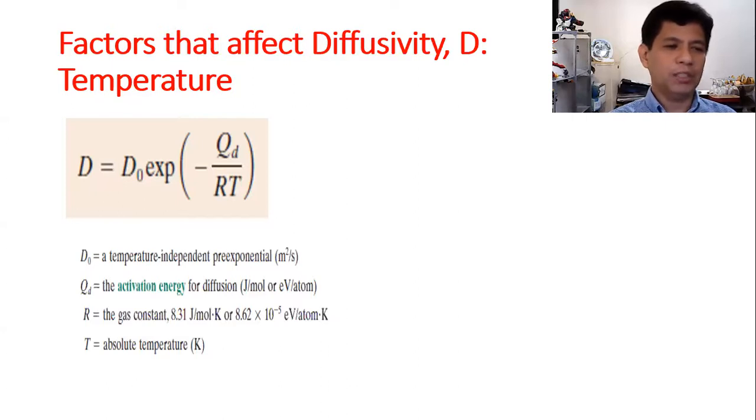Tapos QD, this is the activation energy for diffusion. Tapos R is the gas constant, 8.314 or 8.31 joules per mole per Kelvin, or 8.62 times 10 to the minus 5 electron volt per atom per Kelvin. Yun yung dalawang unit ng R. Tandaan nyo pa yung R?